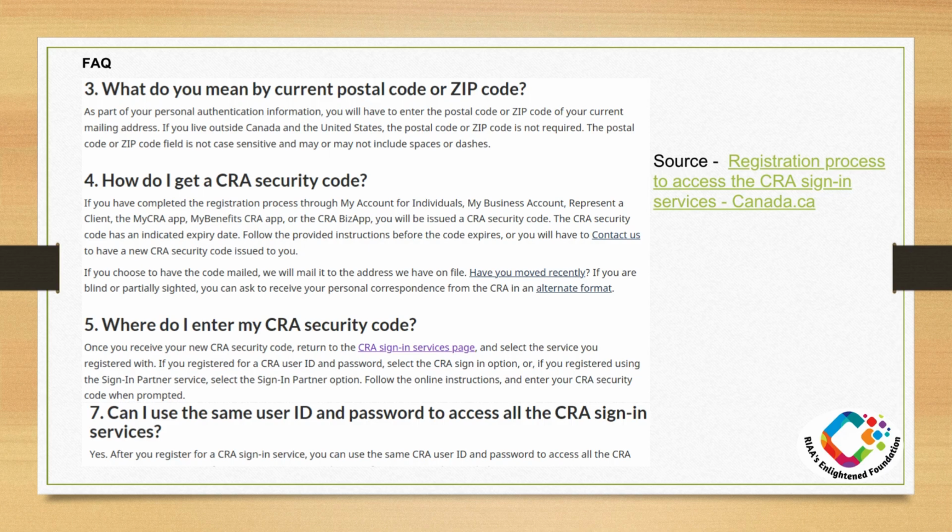Given below are some of the relevant frequently asked questions which are available on the CRA website and which will be helpful in clarifying your doubts while creating your CRA My Account. For example, what do you mean by the current postal code? How do you get a CRA security code? Where to enter your CRA security code? And can you use the same user ID and password to access all the CRA sign-in services? The answers to these questions will help you during the process of creating your CRA My Account.